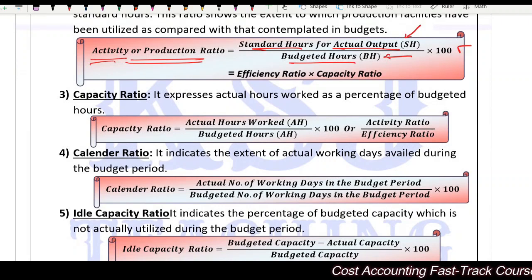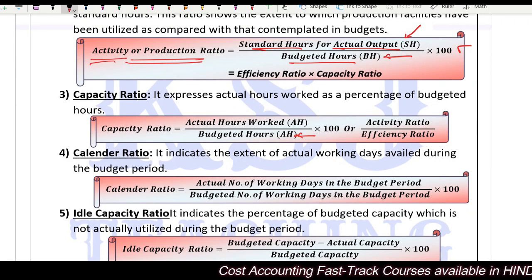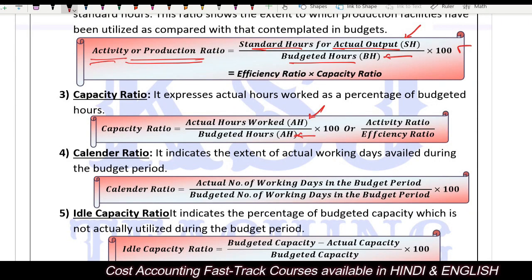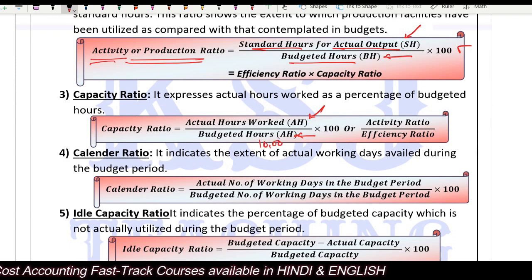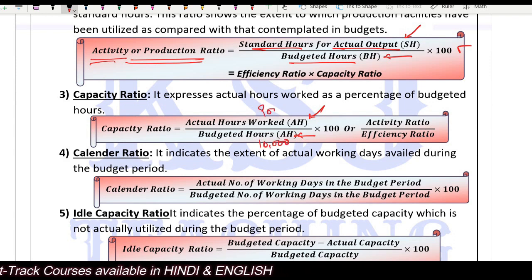After that, the capacity ratio: what you planned for and how much of the capacity you have actually utilized. You planned for 10,000 hours, but actually you have worked for 9,000 hours. How much of the capacity have you utilized? That shows, multiplied by 100.